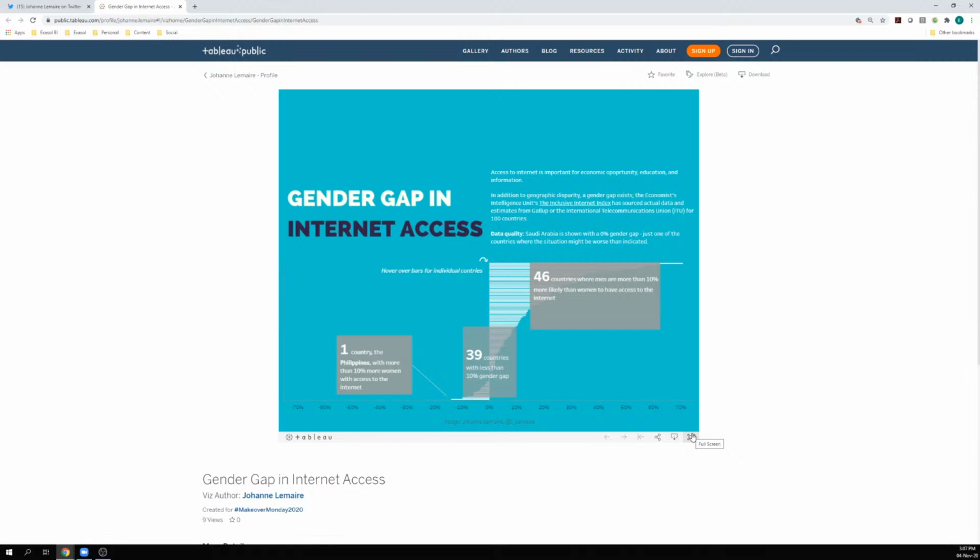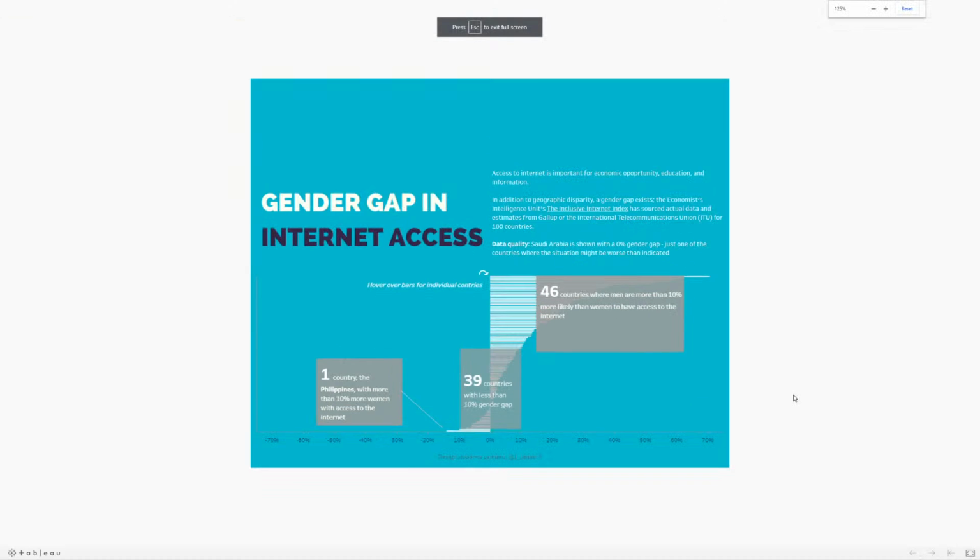Okay, so first one is this viz by Johanna on the gender gap in internet access. I like that she's included a description, because with this topic, Helen, a lot of people probably have never thought about there being a gender gap in internet access. Bringing the two together might be a novel concept, so it's a good idea to explain in your own words what we are talking about here.